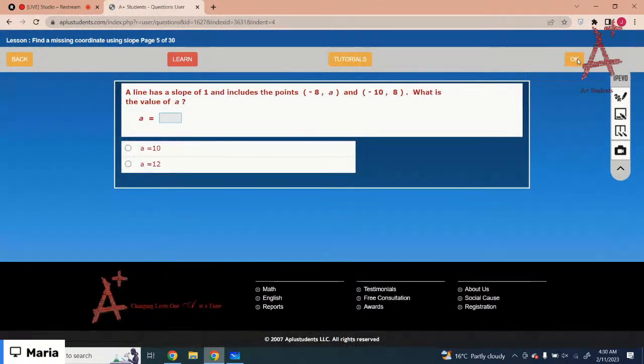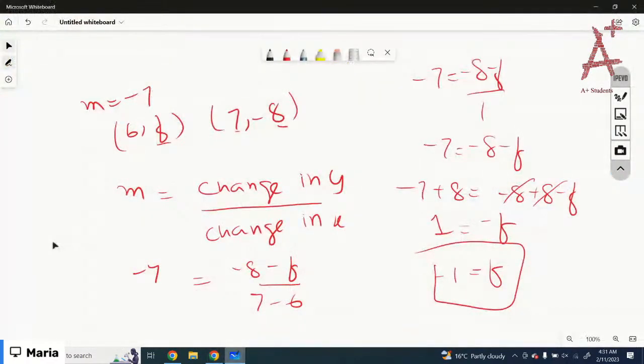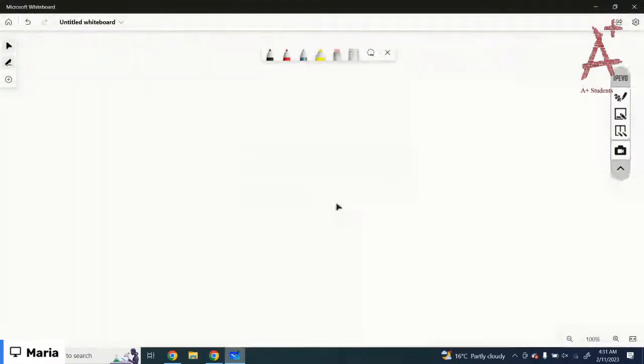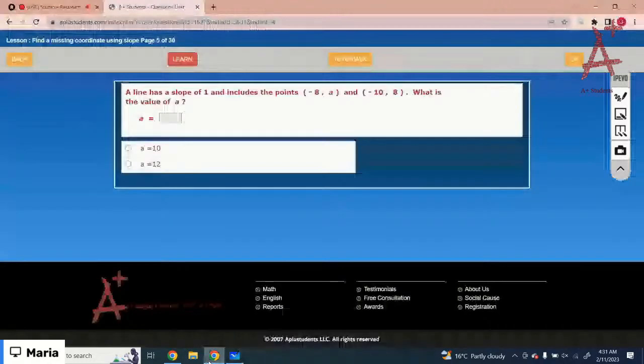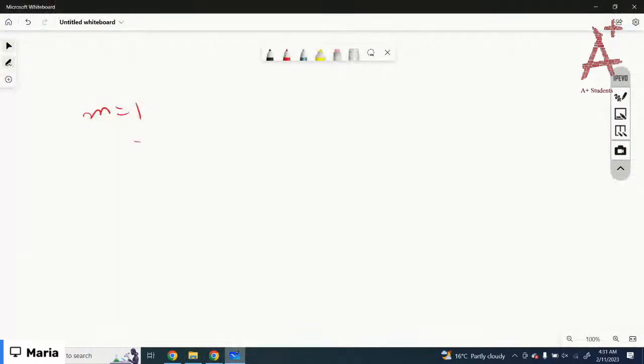Okay, a line has a slope of 1 and includes the points negative 8, 8 and negative 10, 8. Okay, now the next one is slope equals 1 and the points are negative 8, a and negative 10, 8. Got it? So just use the formula, that is change in y divided by change in x. So 1 equals, slope is 1, 8 minus a, and negative 10 minus negative 8.